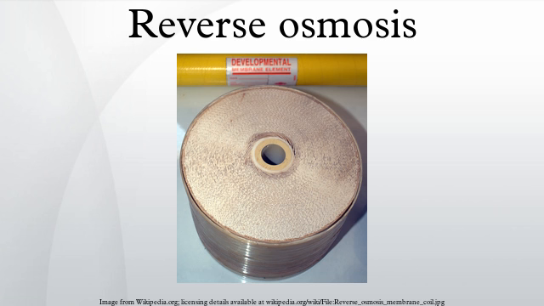Particle filtration removes particles of 1 micrometer or larger. Microfiltration removes particles of 50 nm or larger. Ultrafiltration removes particles of roughly 3 nm or larger. Nanofiltration removes particles of 1 nm or larger. Reverse osmosis is in the final category of membrane filtration, hyperfiltration, and removes particles larger than 0.1 nm.